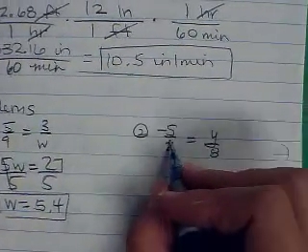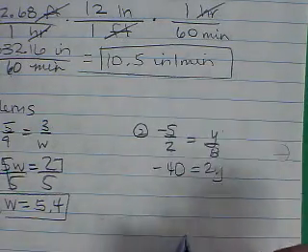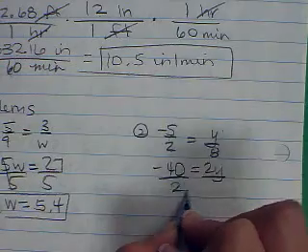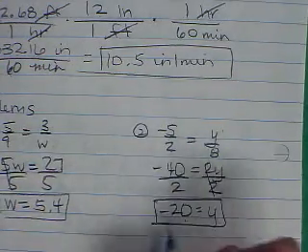On number 2, 8 times negative 5 is negative 40. 2 times y is 2y. To get y by itself, it's being multiplied by 2. The opposite would be to divide by 2. And that's negative 20 equals y.